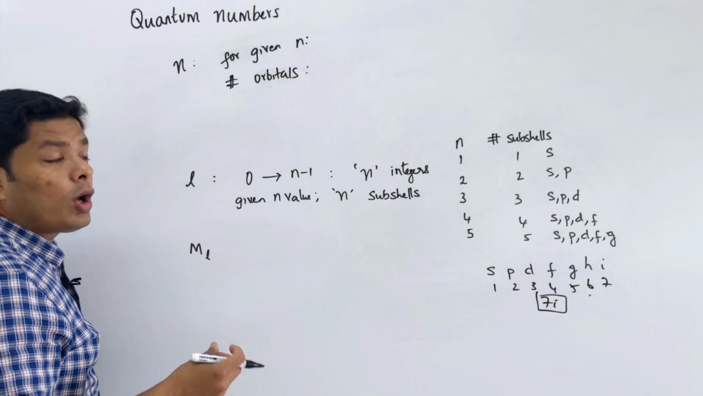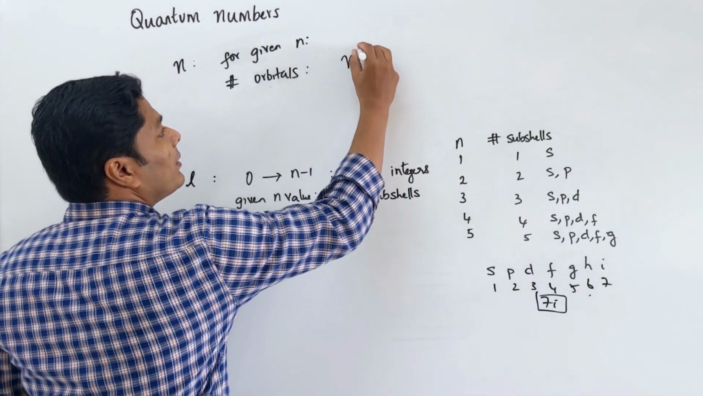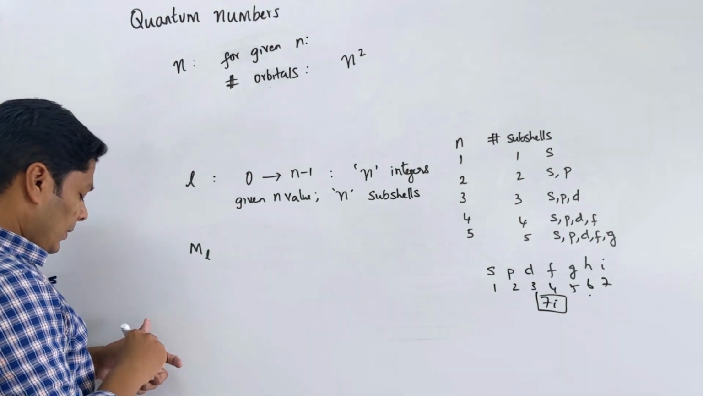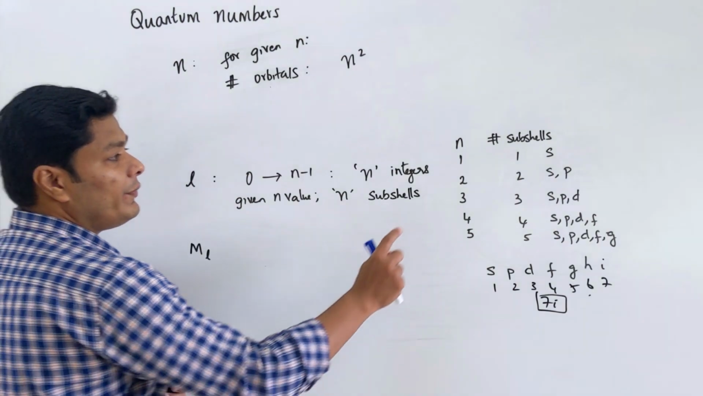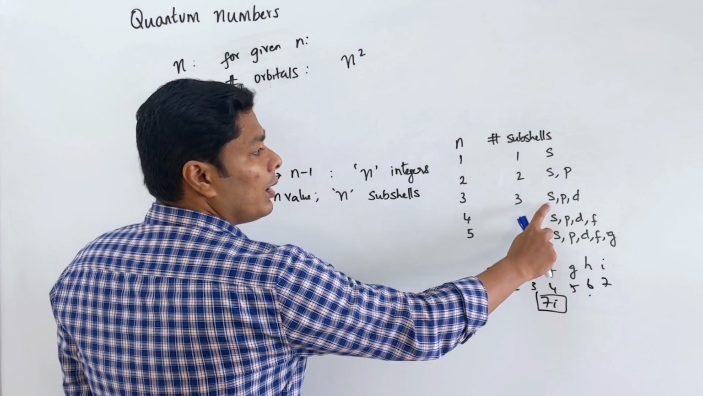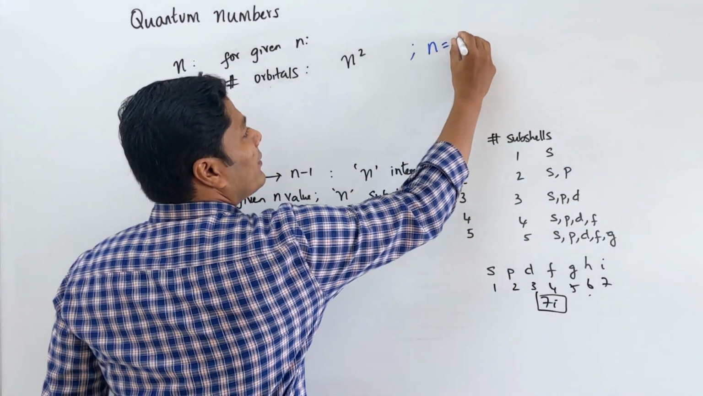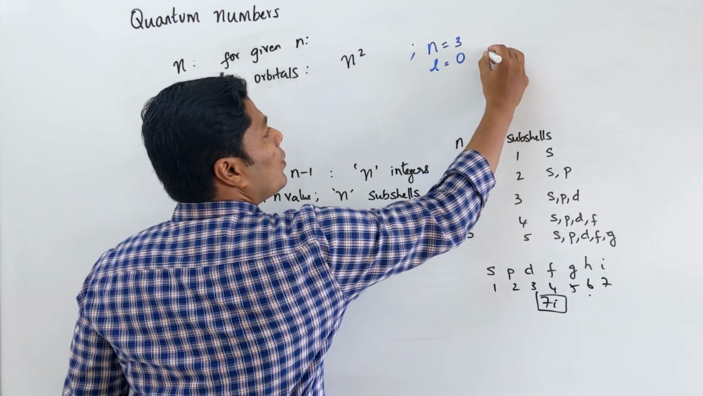So n value கொடுத்துட்டு orbitals கேட்பாங்க. Number of orbitals is nothing but n squared. Now what does that mean? Let's say for example I am going to give you n value is 3. What are the subshells possible? S இருக்கு, P இருக்கு, D இருக்கு. So example n equals 3, l equals 0, 1, 2.